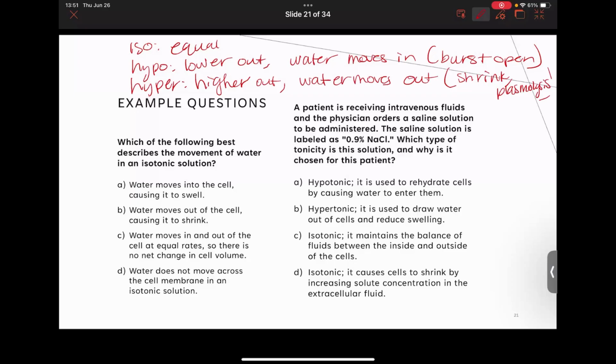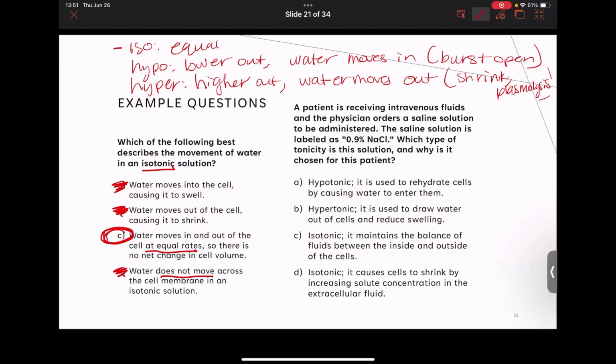Okay, so question 1, which of the following best describes the movement of water in an isotonic solution? We are saying that one is equal. Water moves into the cell, causing it to swell. Water moves out of the cell, causing it to shrink. Water moves in and out at equal rates, or water does not move. It moves in and out at equal rates. Okay, it's always moving. It's just gonna be at equal rates. No change in the net cell volume.